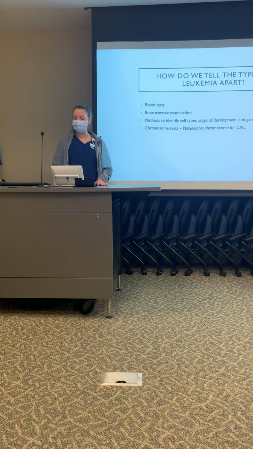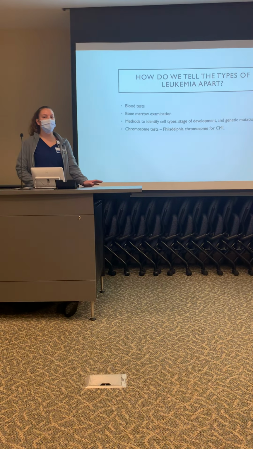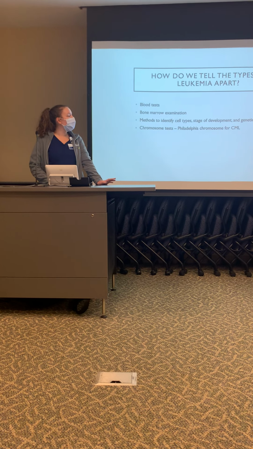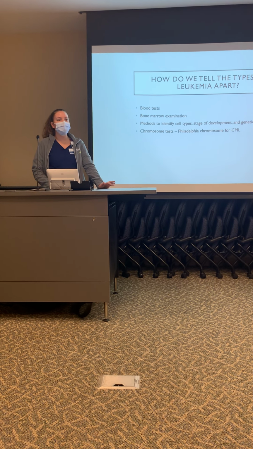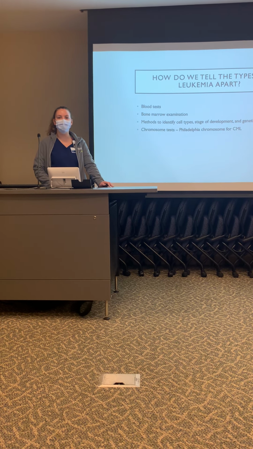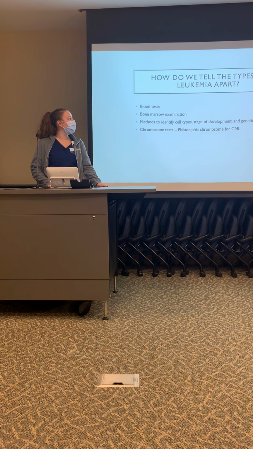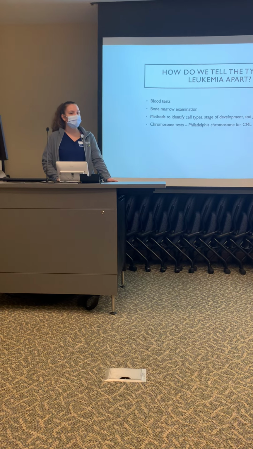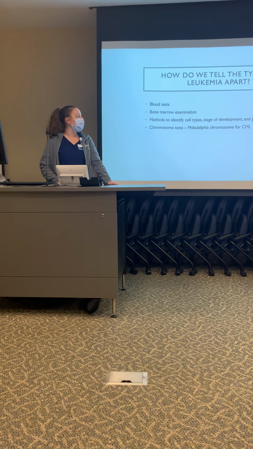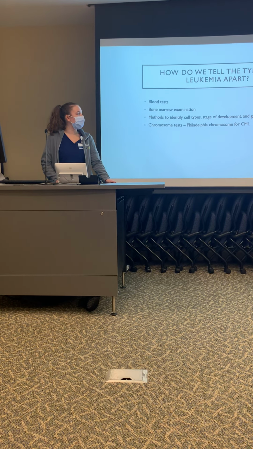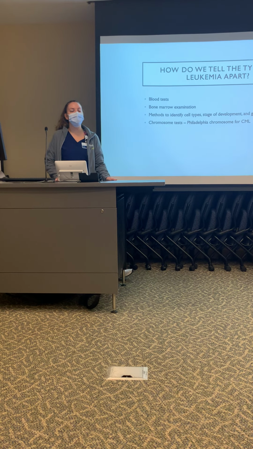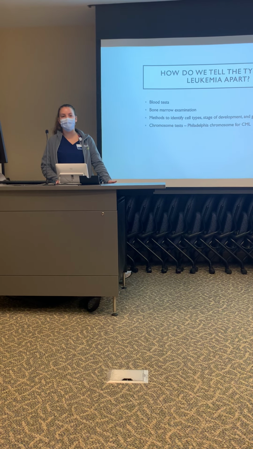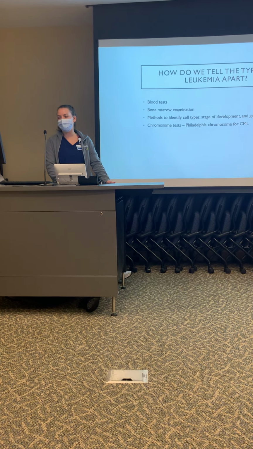So we tell the different types of leukemia apart by blood tests and bone marrow studies. The blood test would be a CBC, which would reveal red blood cell, white blood cell, and platelet counts. There are also methods to identify the cell types, the stage of development, and genetic mutations. And occasionally they will do chromosome tests. This is the hallmark diagnostic for CML, the Philadelphia chromosome.